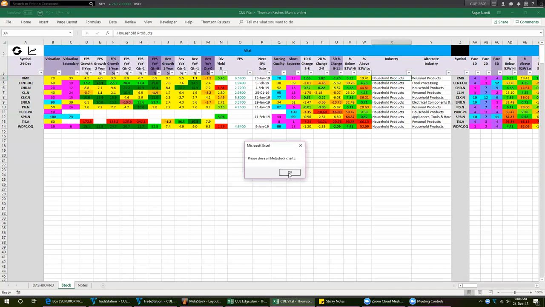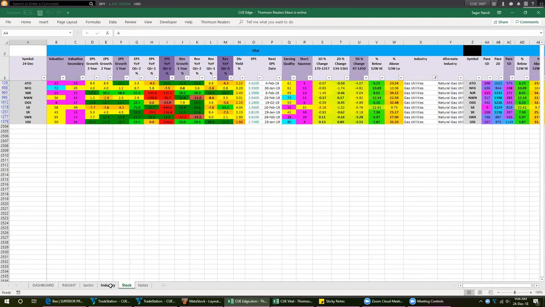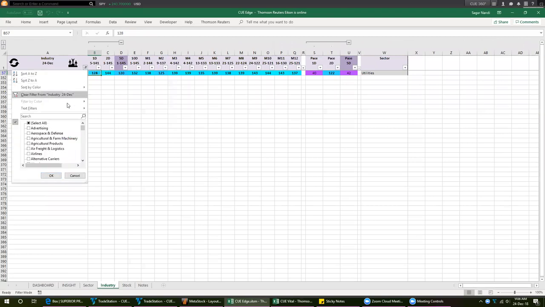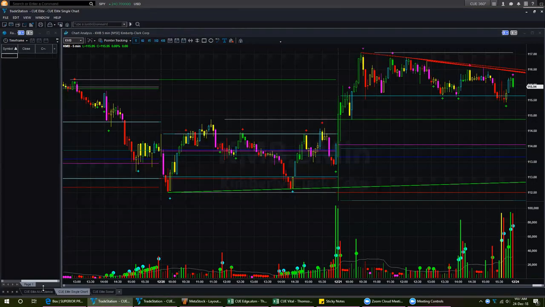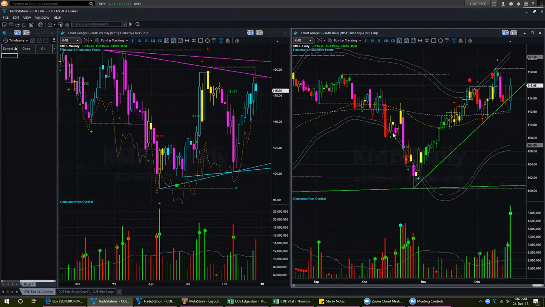Let's look at its chart, we have already looked at. What about its industry, household products? Let's look at it from QH. It is strong. So the industry is strong. We found a stock. Fundamentals are in the middle. The stock is in an uptrend and it has given a trend following long trade setup. So we are able to find a trend following long trade setup.